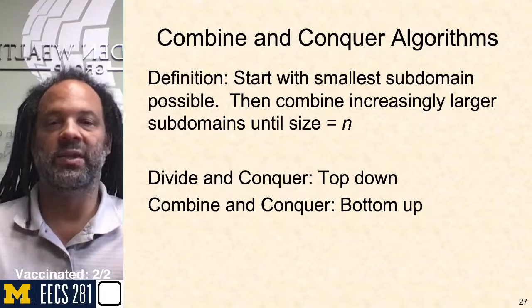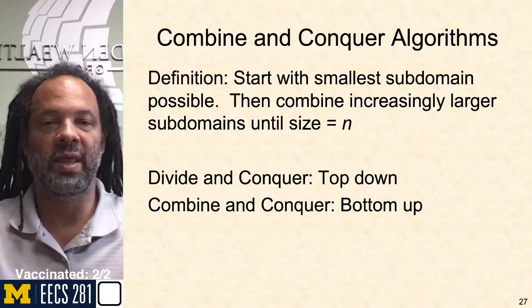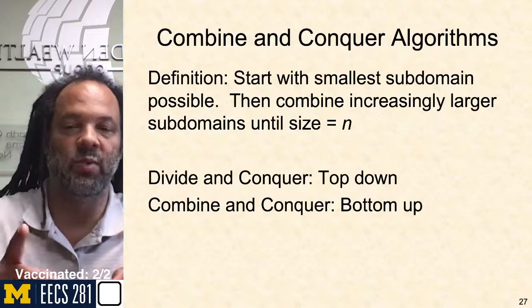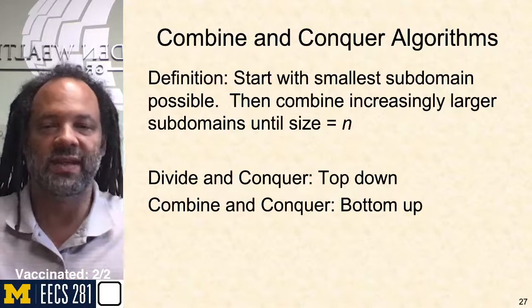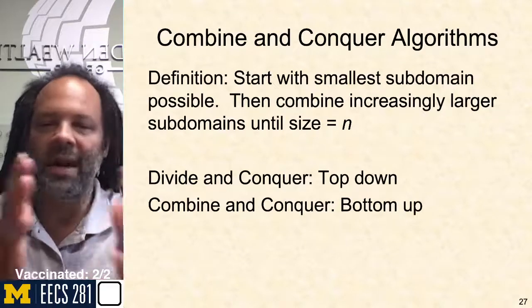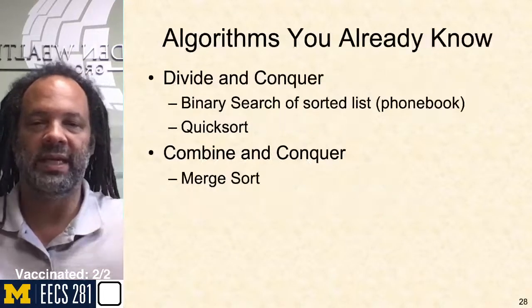One of the other things that we talked about previously this semester, which was a combine and conquer algorithm, was the way that the merge portion of merge sort works. You start out with these two sets of size 1, and then I combine them into a set of size 2, and I can take two sets of size 2 and combine them into a set of size 4, and two sets of size 4 and combine them, and so on. So there's a combine and conquer algorithm that we've already seen.